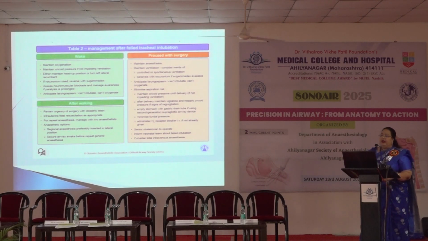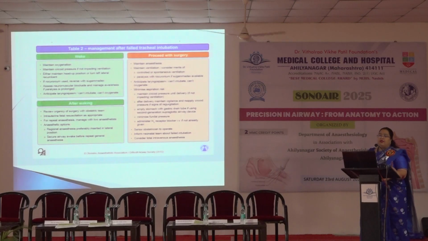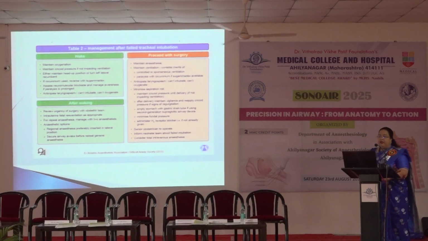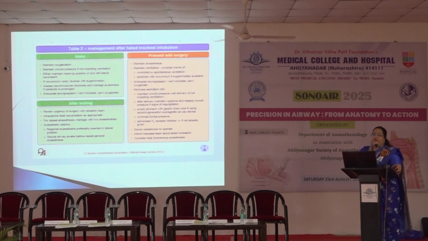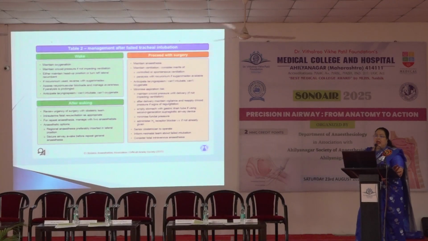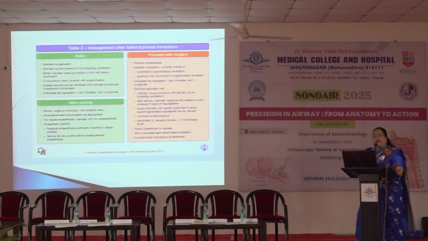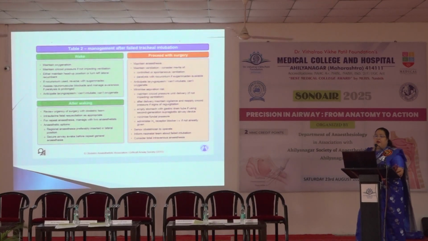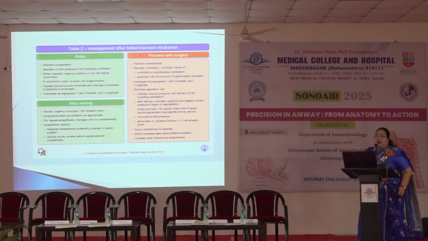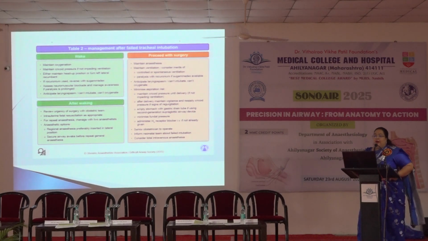Management after failed tracheal intubation. One option is to awaken the patient. Maintain oxygenation, and maintain cricoid pressure if not impeding ventilation. Either maintain head up position or left lateral position. If rocuronium was used, we can reverse with Sugammadex. Assess neuromuscular blockade and manage awareness if paralysis is prolonged. Anticipate laryngospasm and cannot intubate, cannot ventilate situations, and maintain oxygenation.